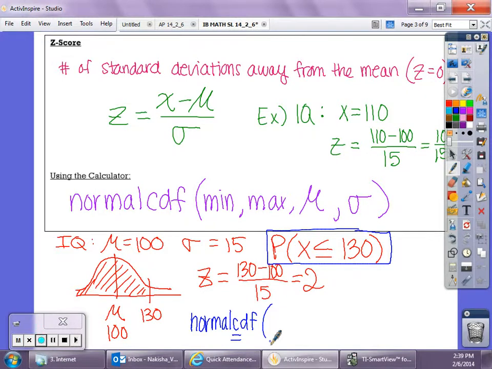Now, the minimum is somewhere over here, which we all know that this continues on and on and on, but that the area does become negligible. So we pick a number that we know is at least, let's say, 8 standard deviations away. In this case, I could easily pick 0.